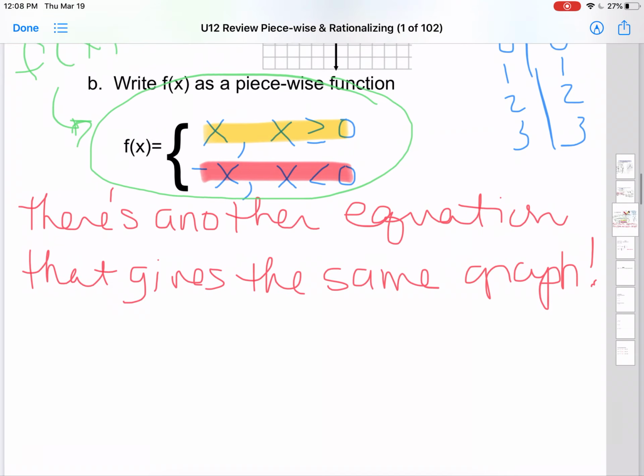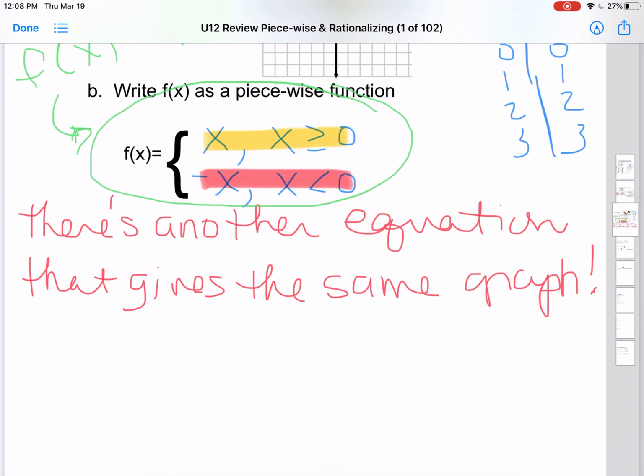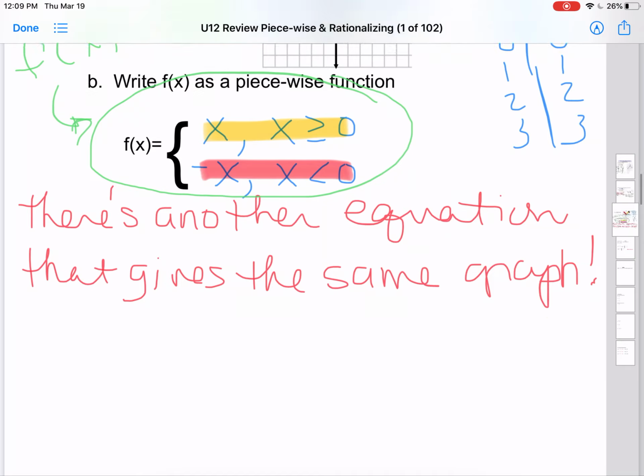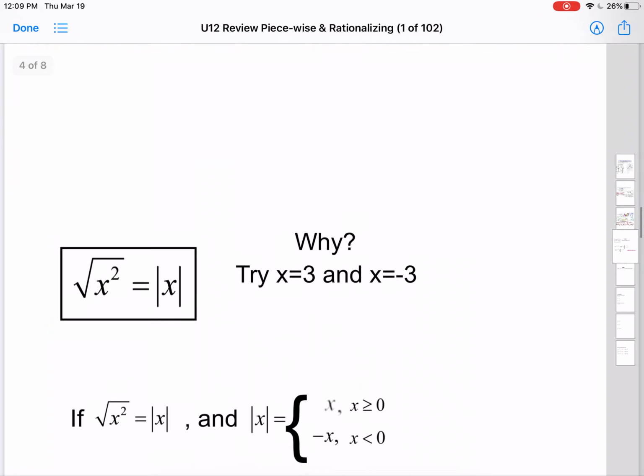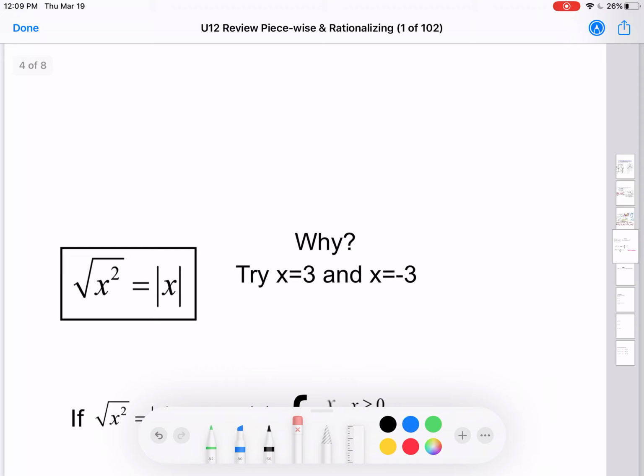So we just discovered that f of x equals absolute value of x can also be written as f of x equals x where x is greater than or equal to 0, and negative x where x is less than 0. But absolute value of x can also be expressed as the square root of x squared. So let's prove that that's true.